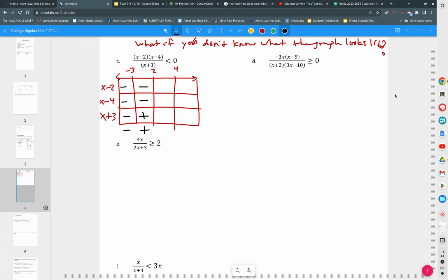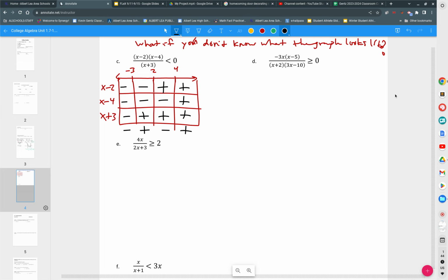We try another value. Bryant, what do you want between 2 and 4? 3. Good job. 3 minus 2 is positive, whereas 3 minus 4 is negative, and then 3 plus 3 is positive. So will that result be positive or negative? It will be negative. And a number to the right of 4. If I pick 5, I get a positive, positive, and positive. That result will be positive. I can organize my work pretty quickly.